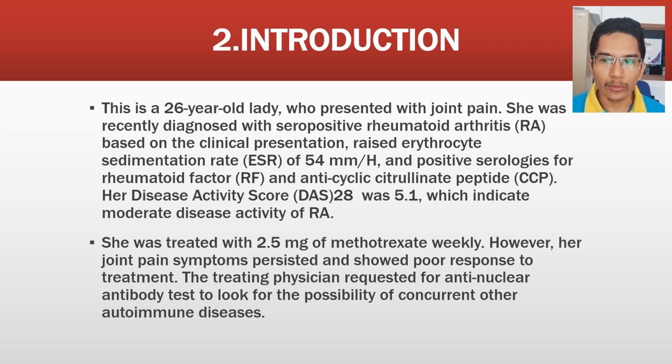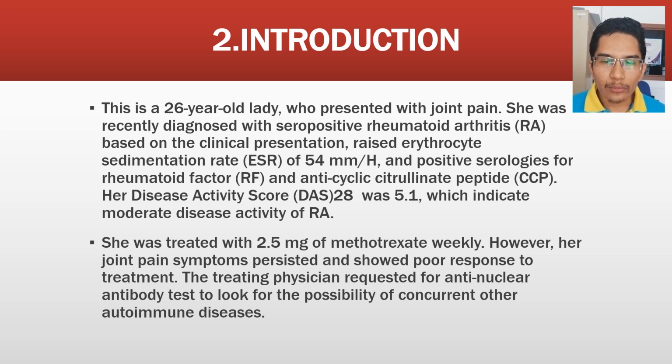She was recently diagnosed with seropositive rheumatoid arthritis. Based on the clinical presentation, erythrocyte sedimentation rate (ESR) of 54 mm per hour and positive serologies for rheumatoid factor (RF) and anti-cyclic citrullinate peptide (CCP), her disease activity score DAS28 was 5.1, which indicates moderate disease activity of rheumatoid arthritis (RA).